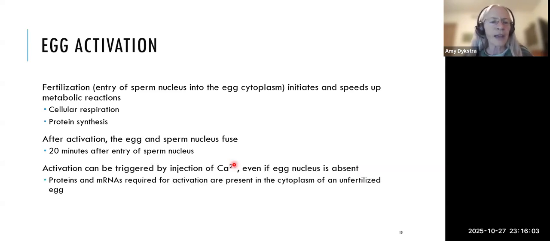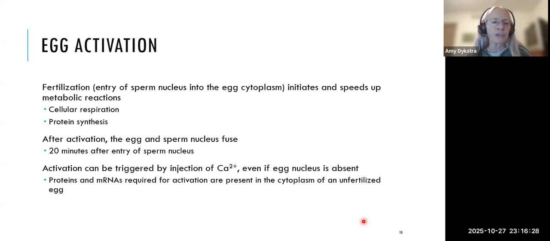It's been found that activation can be triggered by an injection of calcium, even when there's no egg nucleus present. So you can just inject some calcium ions, and that will trigger the increase of these metabolic reactions inside the cell, and it'll get the cell ready to divide, even though there's no way it's going to divide because there's no egg nucleus.